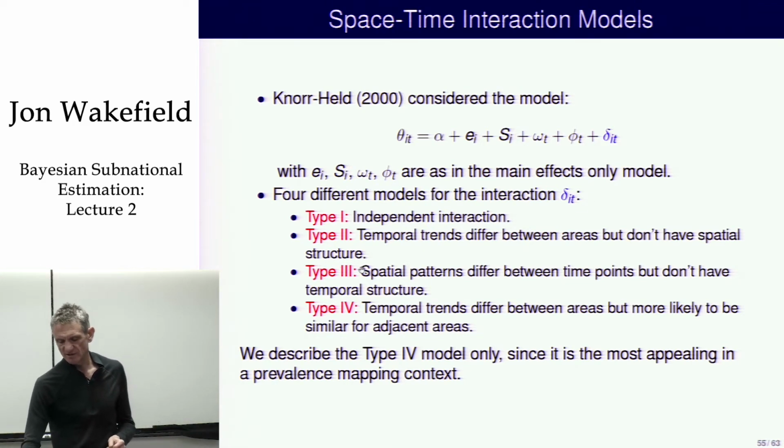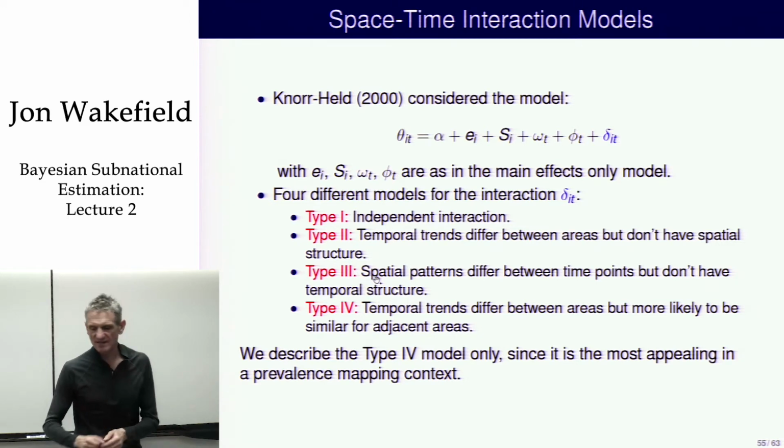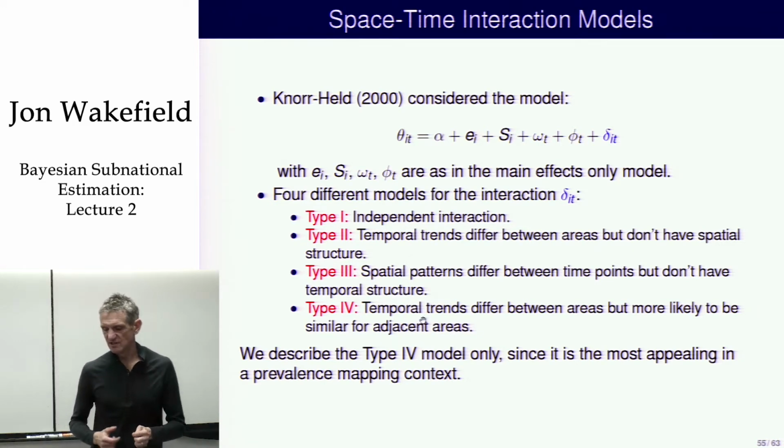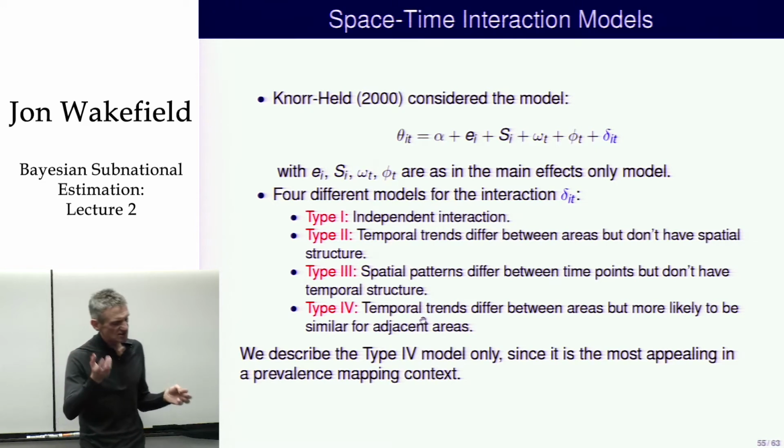So types 2 and 3 aren't really that appealing, whereas the type 4 interaction says we're going to have temporal trends in the interaction terms which depend on both space and time.